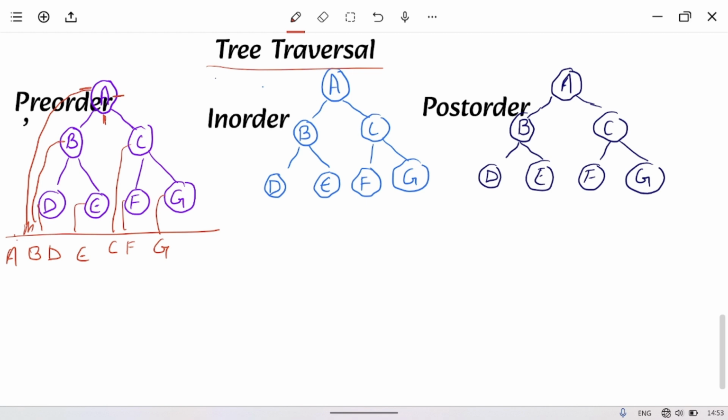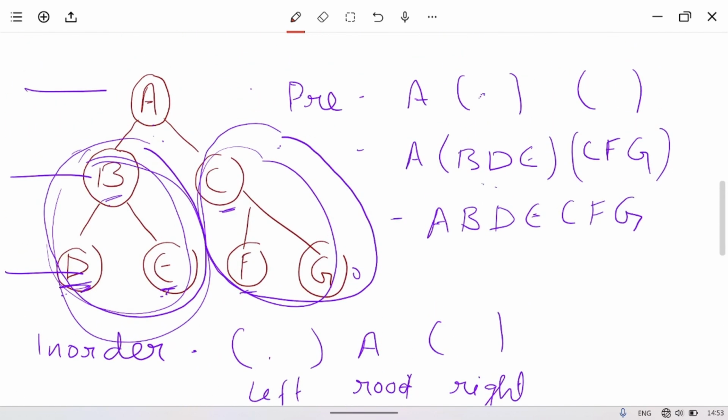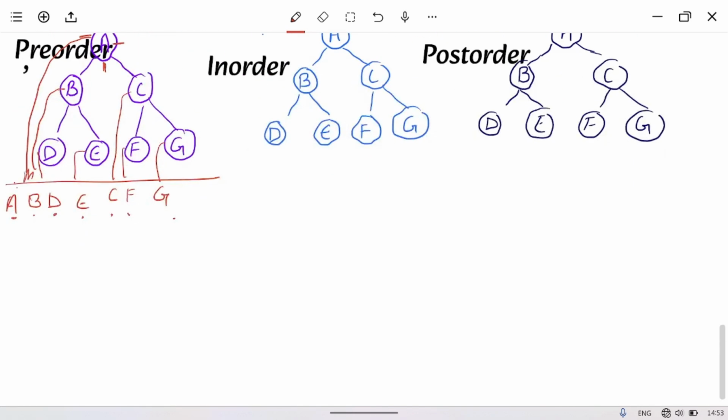A, B, D, E, C, F, G. This is pre-order. Using the definition, what we have seen, this was the result. A, B, D, E, C, F, G. This is pre-order.